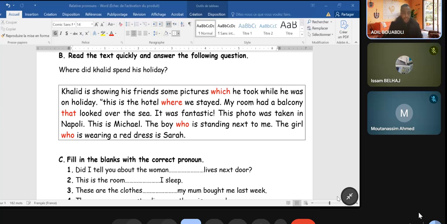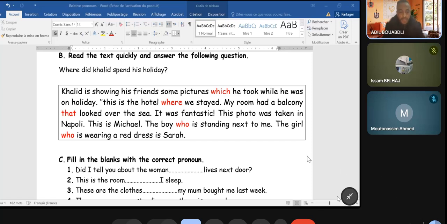So to sum up, we use which with objects, and we use where with a place. If you have a place, we use where, and finally we use who with a person, and that you can use with objects, and you can also use it with people. So you can also say the boy that is standing next to me, or the girl that is wearing a red dress is Sarah. So we use who and that with people, and we use where with a place, which and that we use with objects.